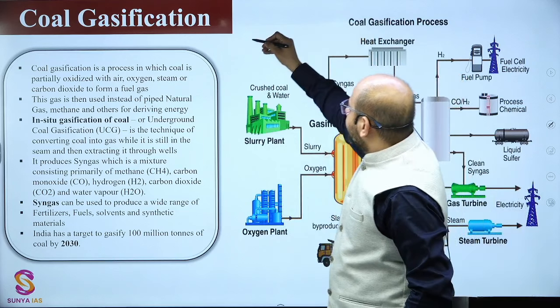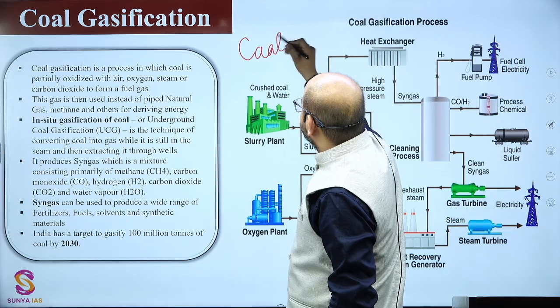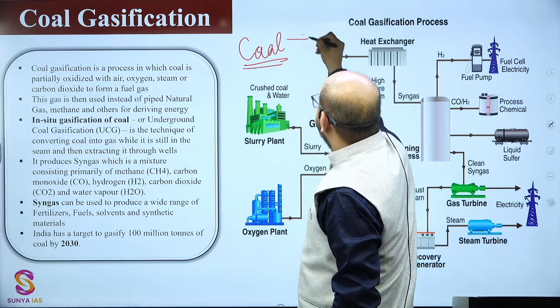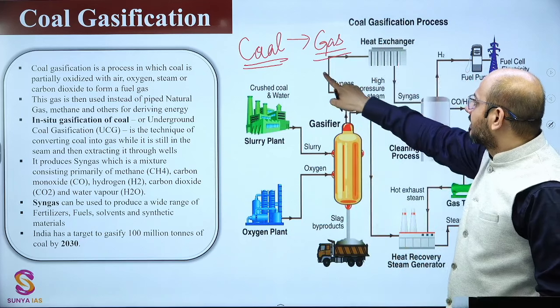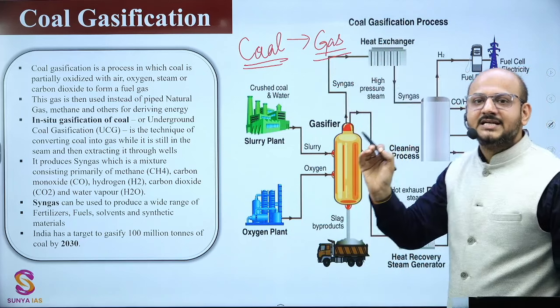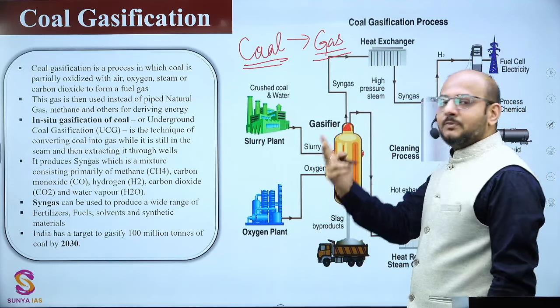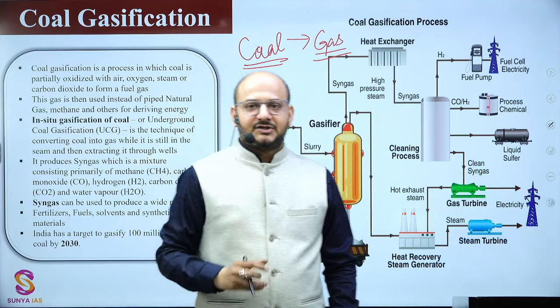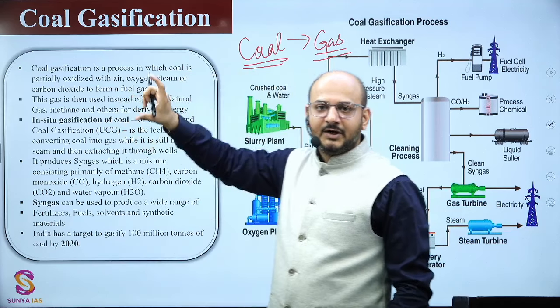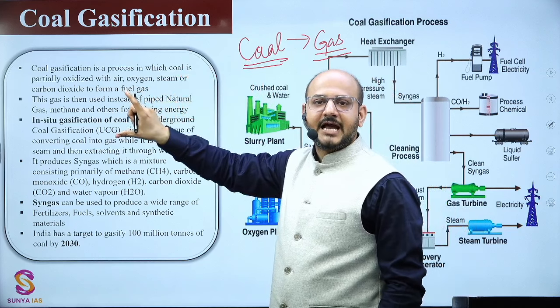Now, instead of using coal directly, we want to gasify it, to convert it into gas. That is called syngas. Two methods are there. One method is called in situ coal gasification. The coal seams that we find in the rocks can be gasified right there itself.